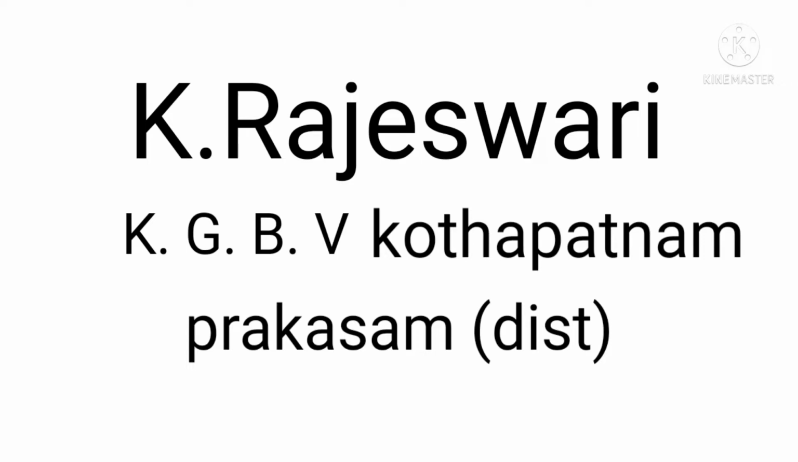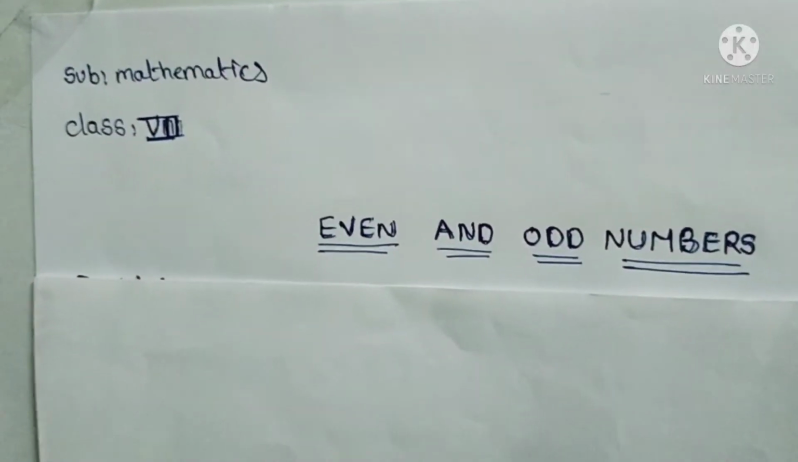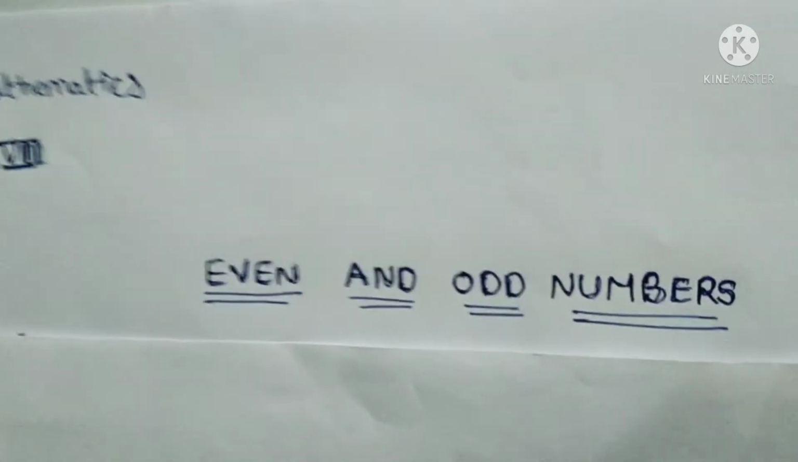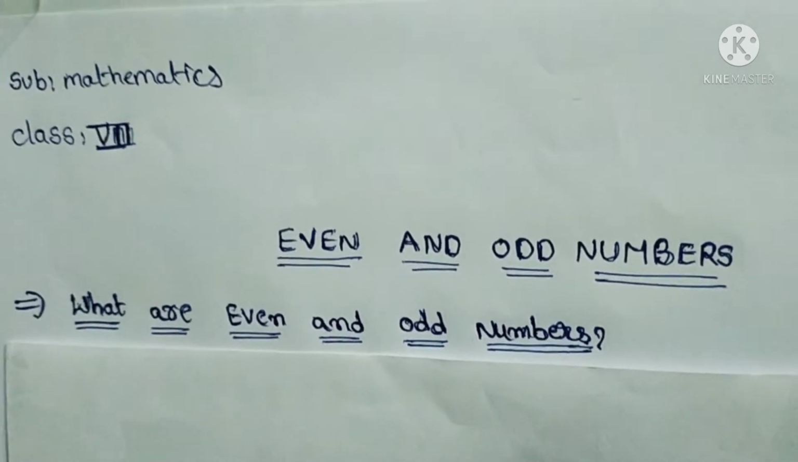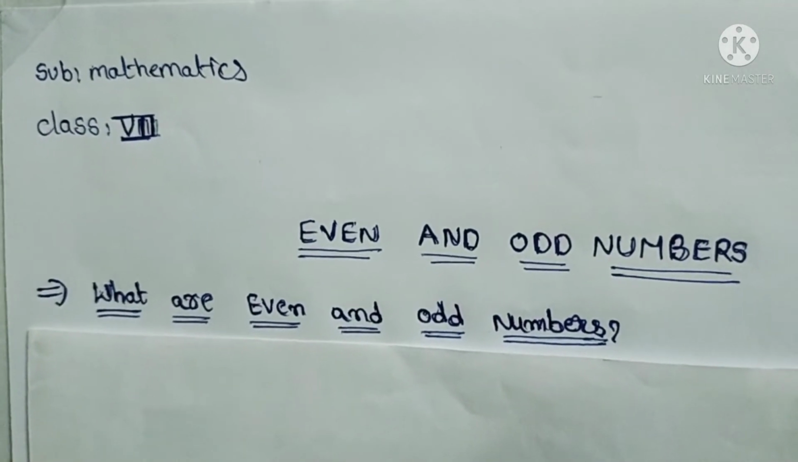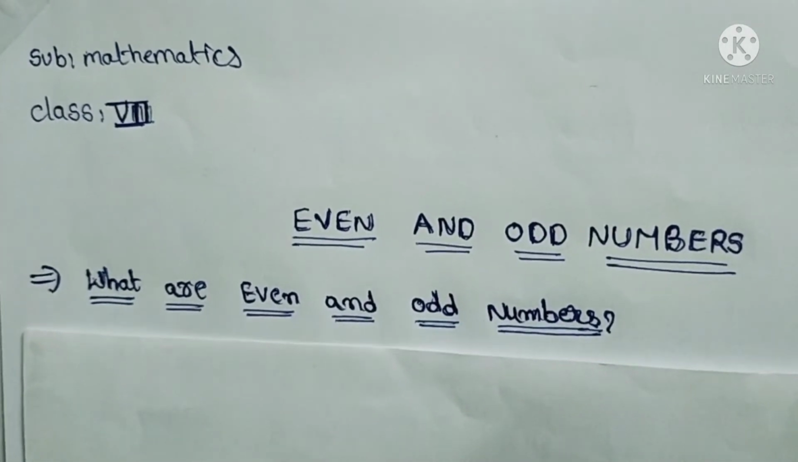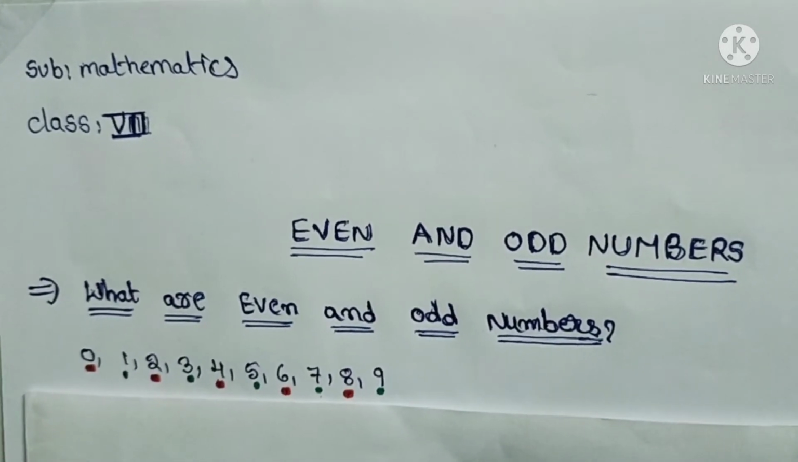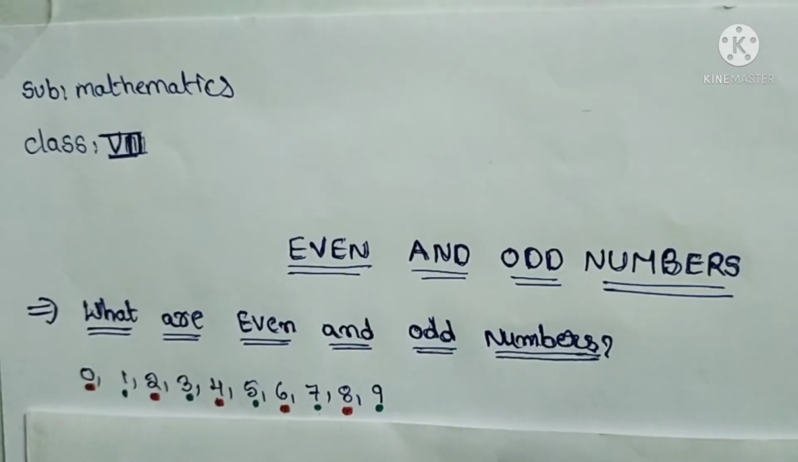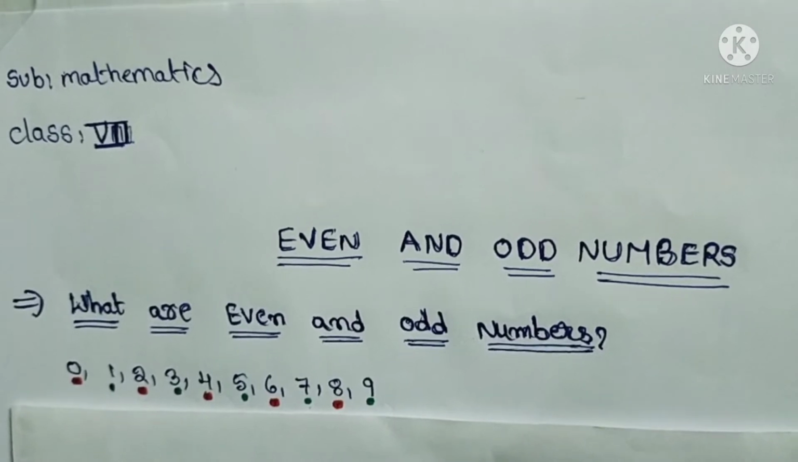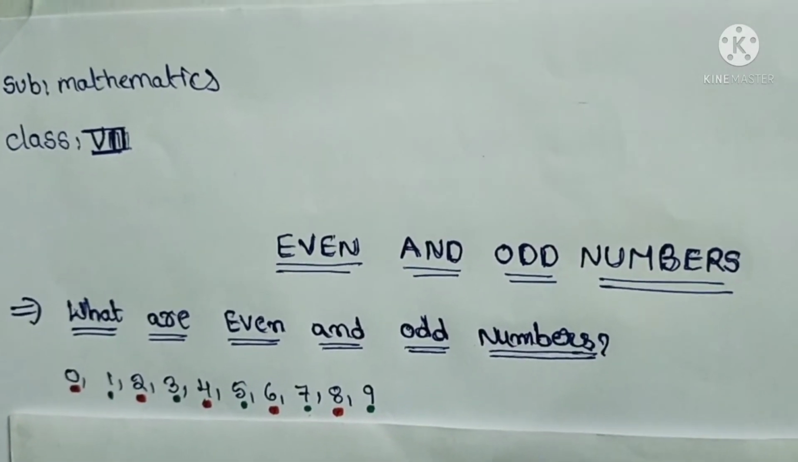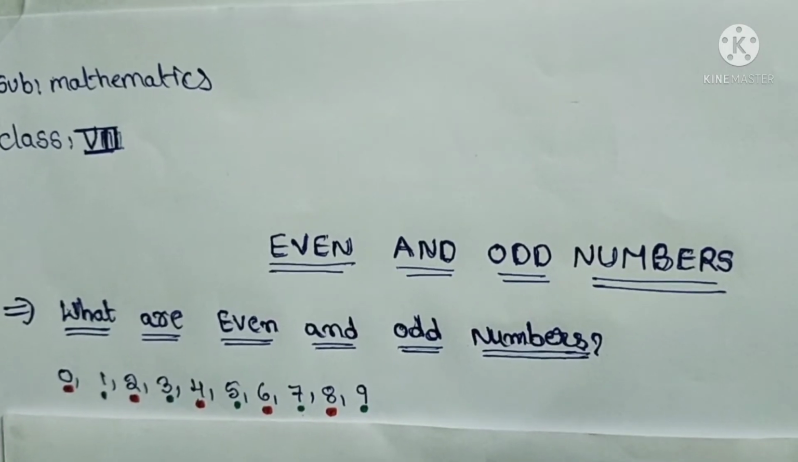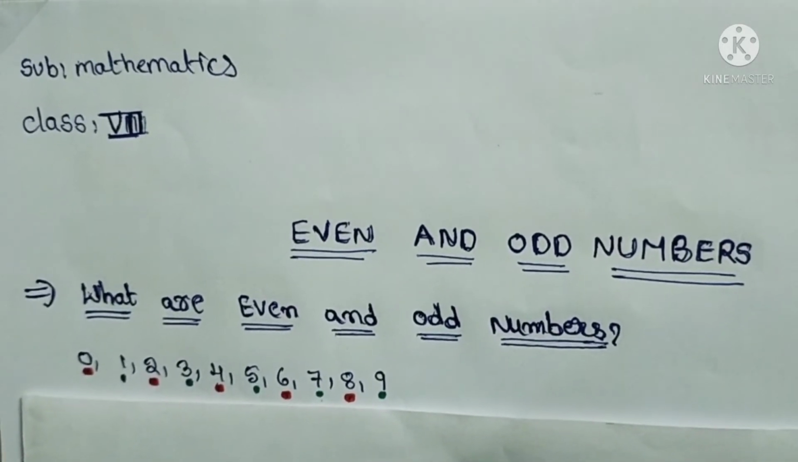I am going to deal with the 7th class maths. Today we are discussing even and odd numbers. What are even and odd numbers? We know the numbers 0, 1, 2, 3, 4, 5, 6, 7, 8 and 9.